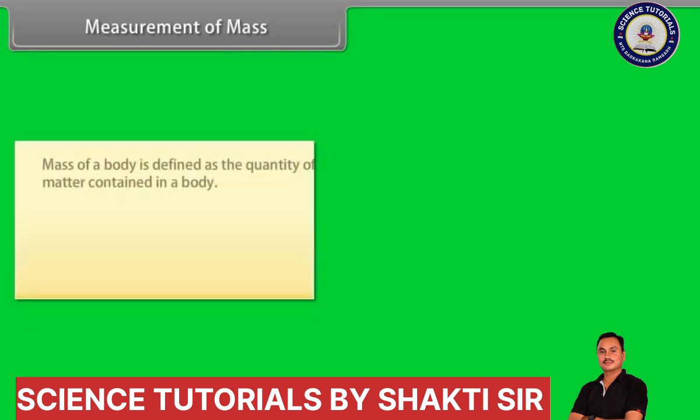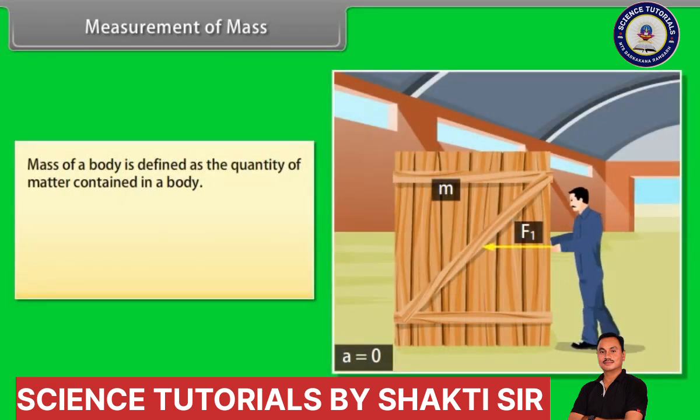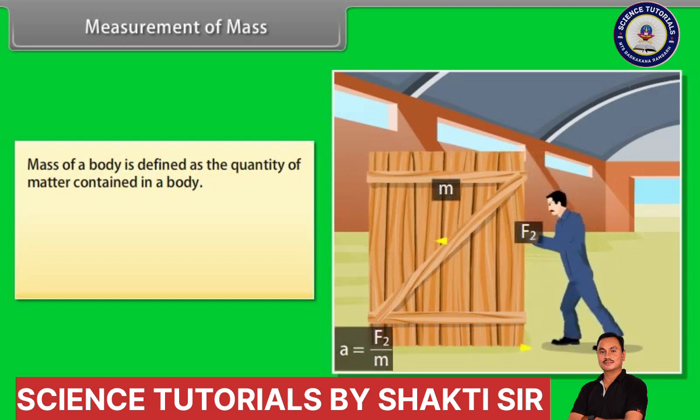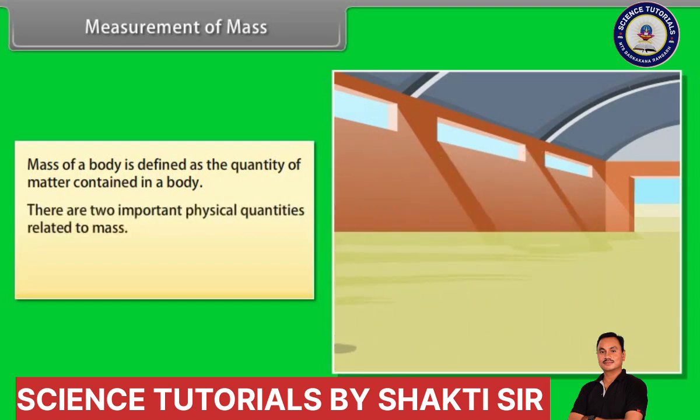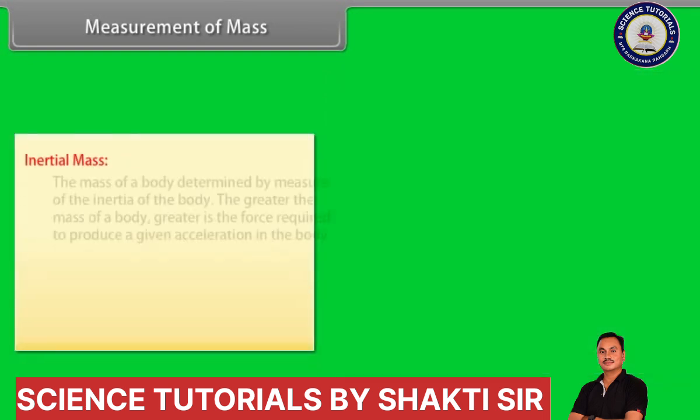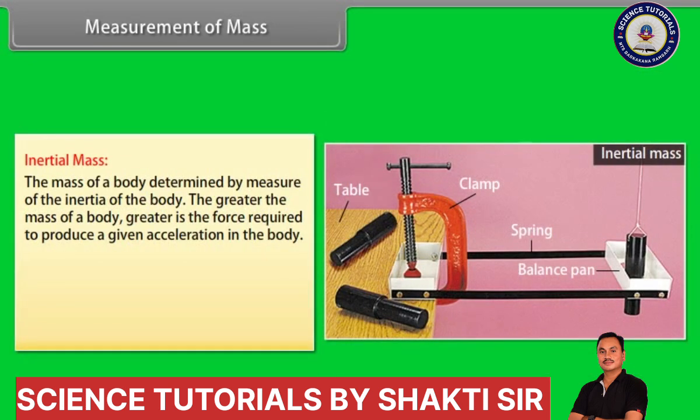Measurement of mass. Mass of a body is defined as the quantity of matter contained in a body. There are 2 important physical quantities related to mass of a body. These quantities are inertial mass and gravitational mass. Inertial mass. The mass of the body is determined by a measure of the inertia of the body. The greater the mass of a body, the greater is the force required to produce a given acceleration in the body. F equals ma or m equals F upon a.